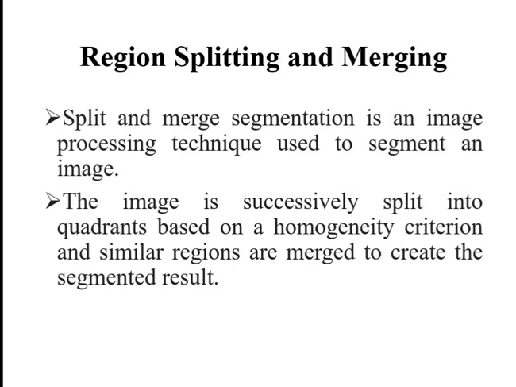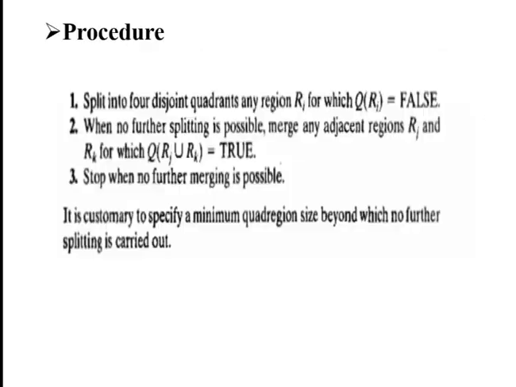The procedure used for region splitting and merging is: first, split into four disjoint quadrants any region Ri for which Q of Ri is equal to false. Second, when no further splitting is possible, merge any adjacent regions Rj and Rk for which Q of Rj union Rk is equal to true. Stop when no further merging is possible. It is customary to specify a minimum quadrant region size beyond which no further splitting is carried out.